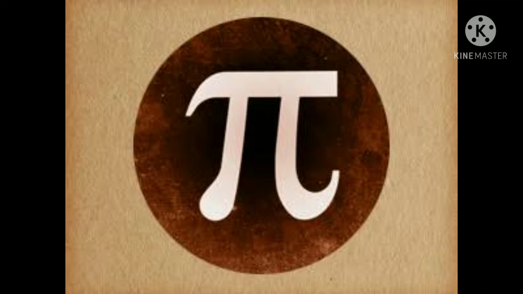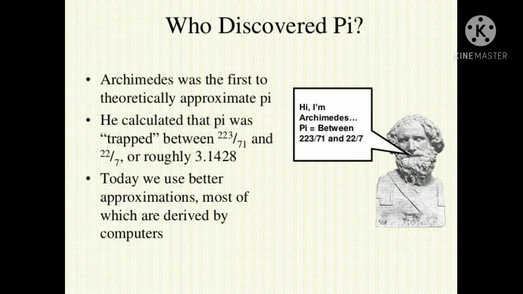Just one story about who discovered pi. You know who this is? This person is Archimedes. Say hi, I'm Archimedes. Pi is between 223 divided by 71 and 22 by 7. So Archimedes was the first to theoretically approximate pi. He calculated pi, which is trapped between 223 divided by 71 and 22 by 7, or roughly 3.1428. Today we use better approximations, most of which are derived by computers.